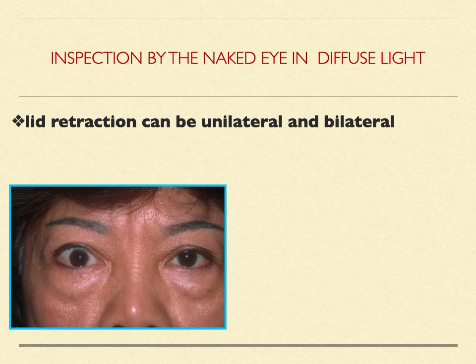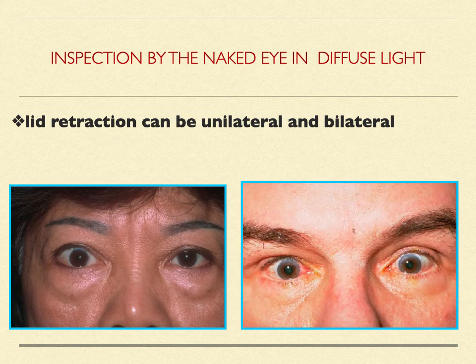In this case, we have a normal left upper eyelid, which is covering about 2 millimeters of the cornea, but on the right eye, we can see that the upper eyelid is not covering the cornea at all. Even the sclera can be seen, which we call lid retraction. Lid retraction could be bilateral, and it sometimes gives a staring look.